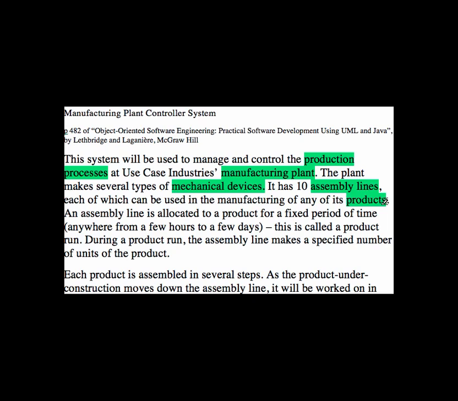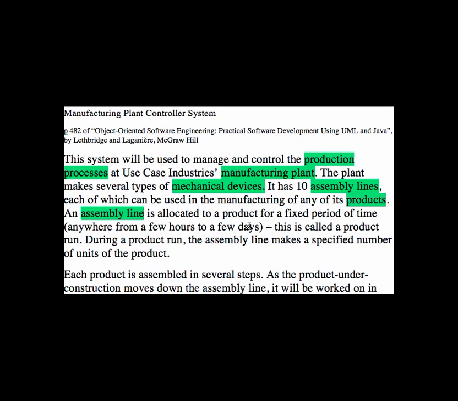Notice that I'm going through and selecting all of the nouns that I think might possibly be classes. Some of them will end up being classes, some of them will not, some of them we will rename. Here's another one, an assembly line, is allocated to a product. Now, when I see the same noun again, I'm not going to highlight it simply because I want to find the new ones. So an assembly line is allocated to a product for a fixed period of time, anywhere from a few hours to a few days. So hours and days, that's ordinary data, most likely to be attributes.